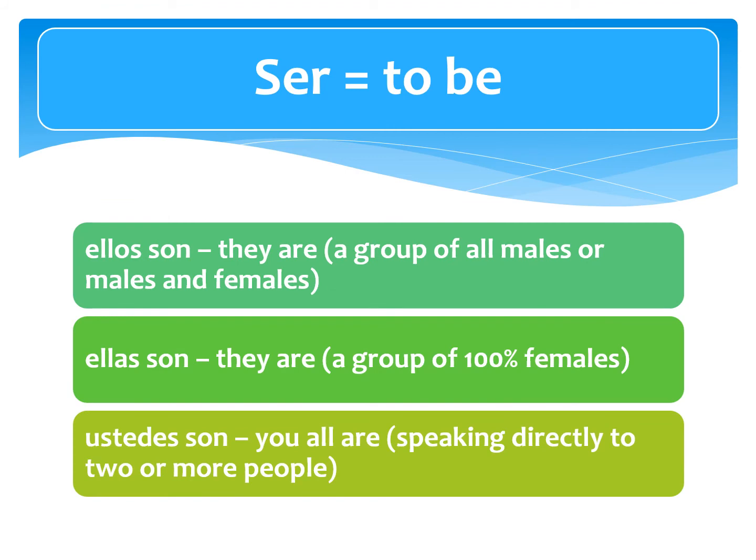All right, so ser, to be, ellos son. Let's talk about this one a little bit more in depth. So ellos son, they are, a group of all males or males and females. Ellas son, they are, a group of 100% females. Ustedes son, you all are, speaking directly to two or more people. So with ellos or ellas, that's called third person plural. You're talking about some people. And then ustedes son, that's called second person, meaning that you're talking to a person or a group of people.